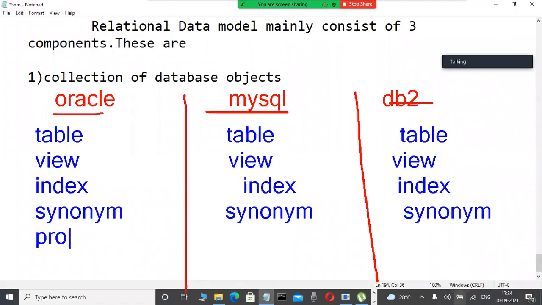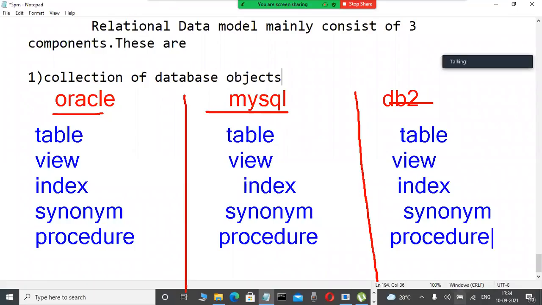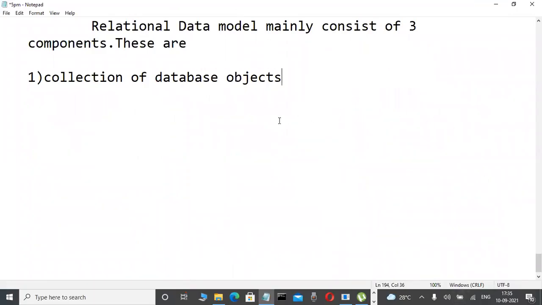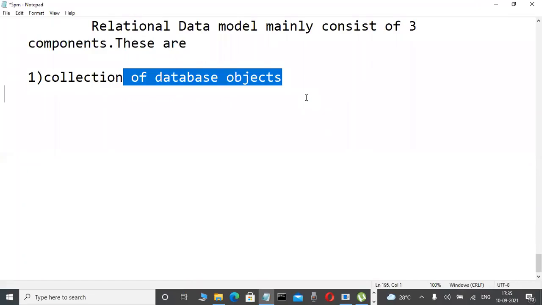And now procedure is a database object. Here also procedure is there. Here also procedure is there. These are all database objects: procedures, functions, triggers, packages. So these are called database objects. That's why it is a collection of database objects. You should have an idea of the purpose of each object and the scenario, how they are used in a project. Finished. Syntax and all these things are your practice.